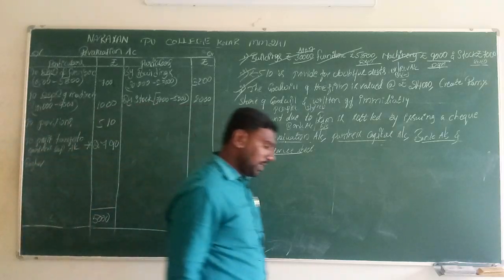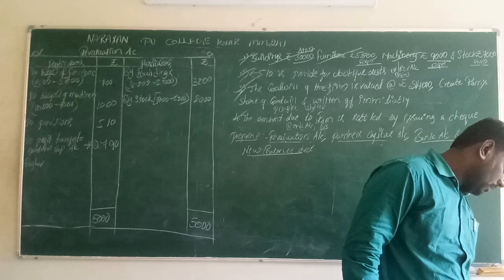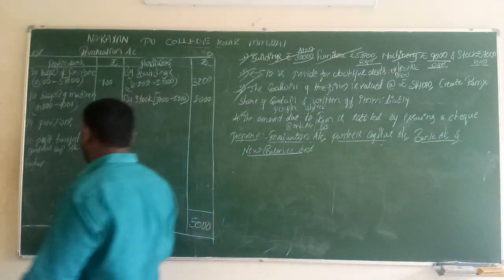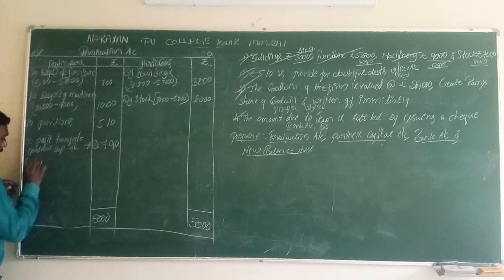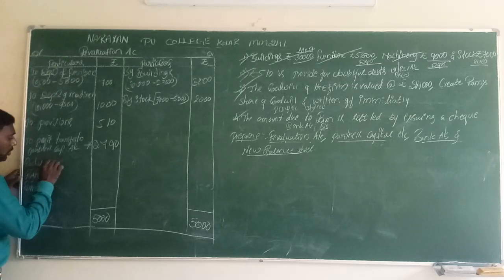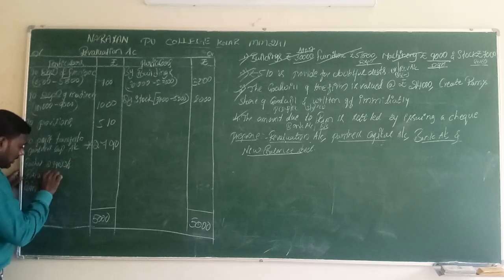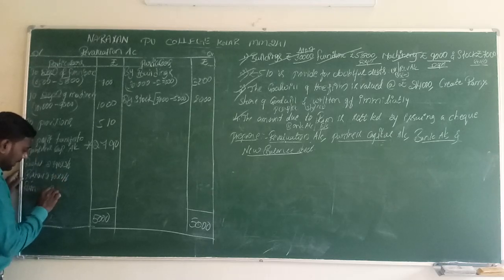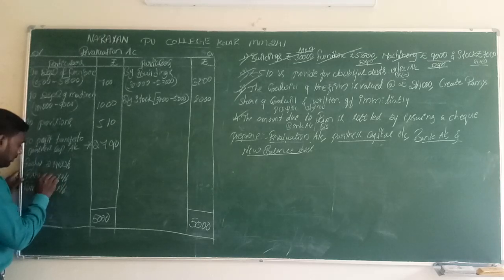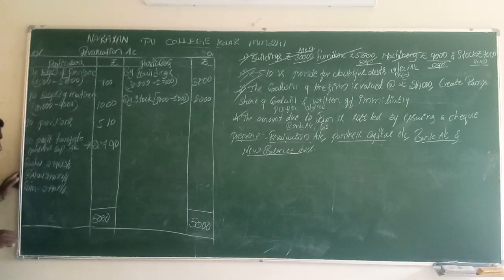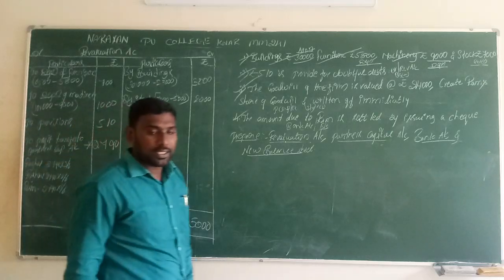First partner is Raghav, then Raghu, and Ram. So the profit is 2790 into 3/6, 2790 into 2/6, 2790 into 1/6.